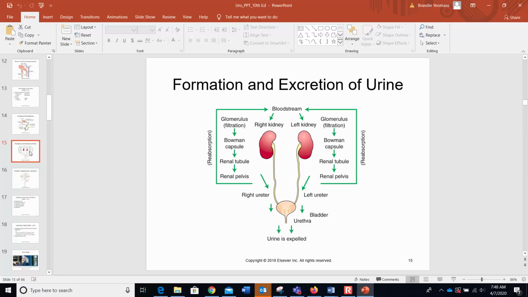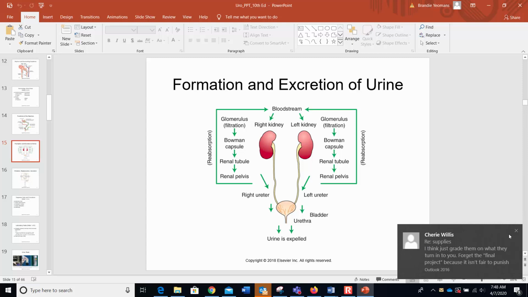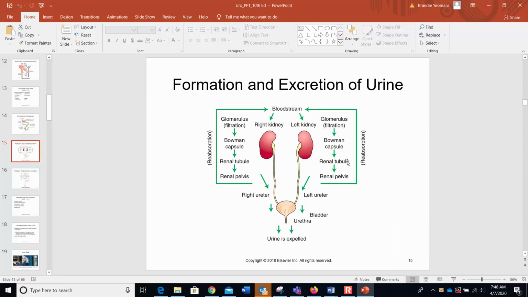We also have the picture that's on the screen now, which is the formation and the excretion of urine. This is not something that I'm going to ask that you label, but this is a very good quick example of what you will see the urinary system doing.